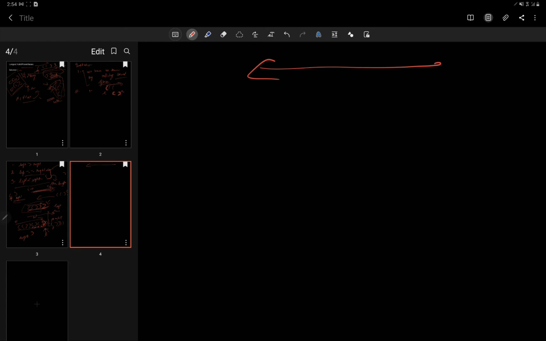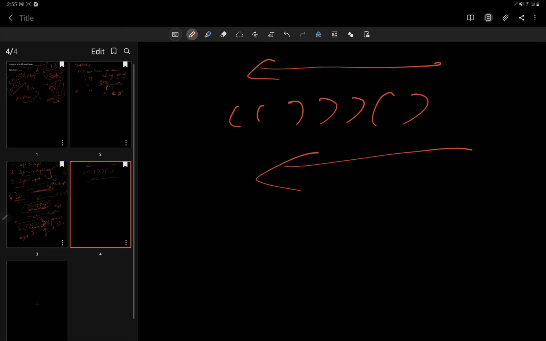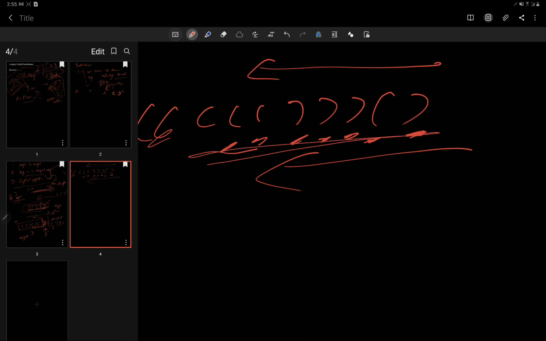Similar approach. Suppose this is a string and we are already traversing in this direction. We get right, we get left, we again get right, right, right, and then left, left. Suppose there are one left and two left already. Now as soon as we get over here, we see it's balanced, so we don't need these extras.